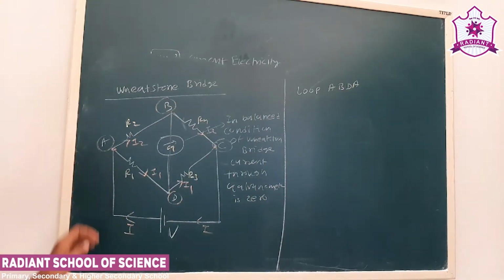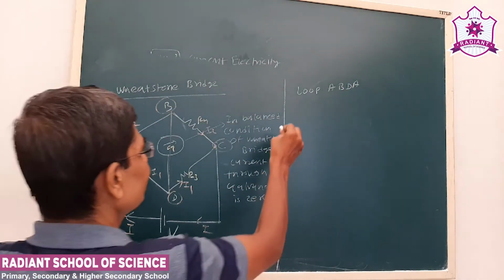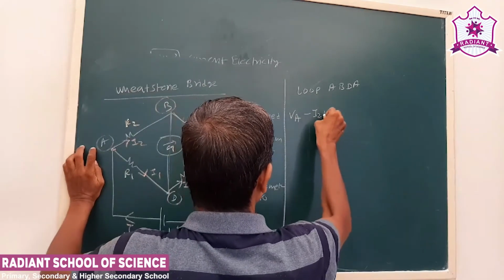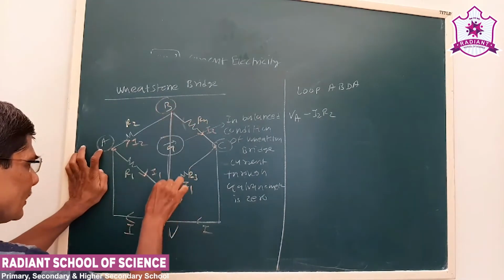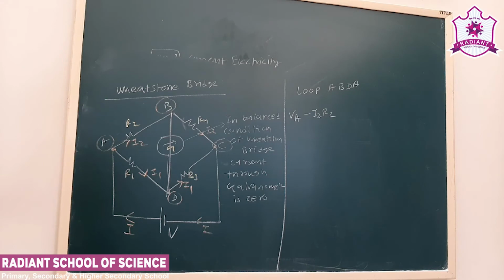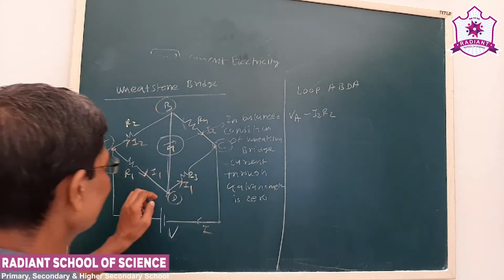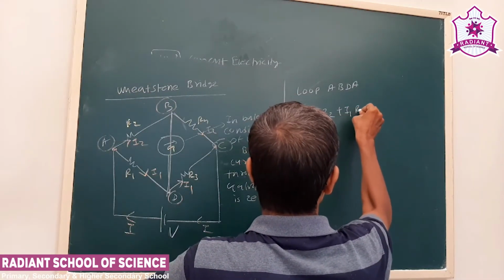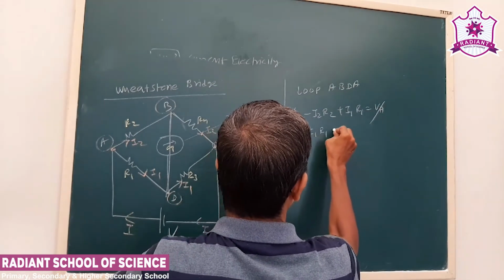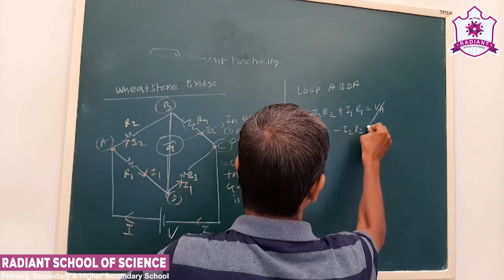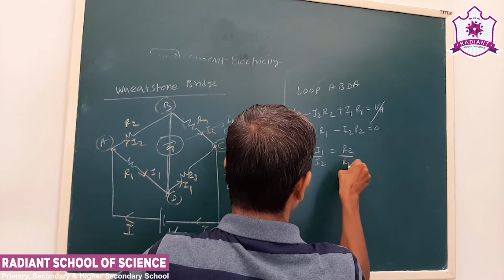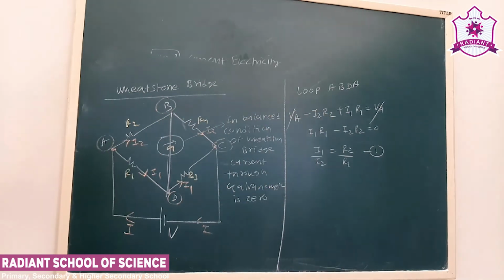Okay, first we use loop ABDA. So we start from VA in the direction of the current, negative minus I2 R2. Here there is no current, it is just a connecting conductor. Now in DA we are moving in the opposite direction of the current, so plus I1 R1. So I1 R1 minus I2 R2 is 0, I1 upon I2 is R2 upon R1. Let us say this is equation number 1.